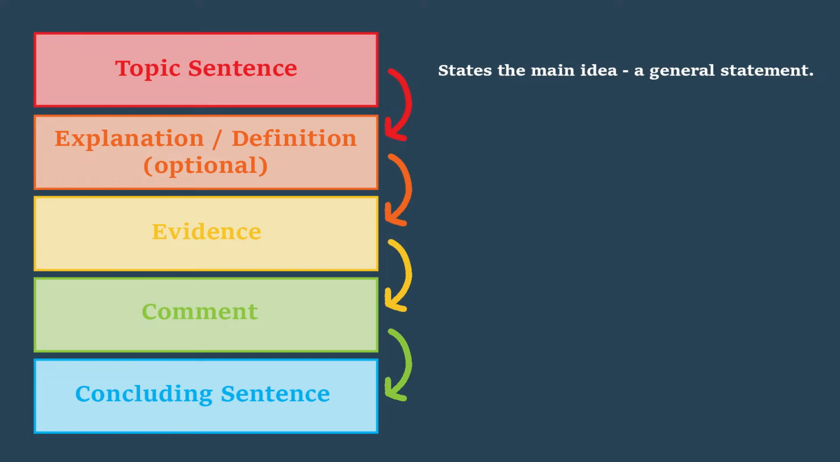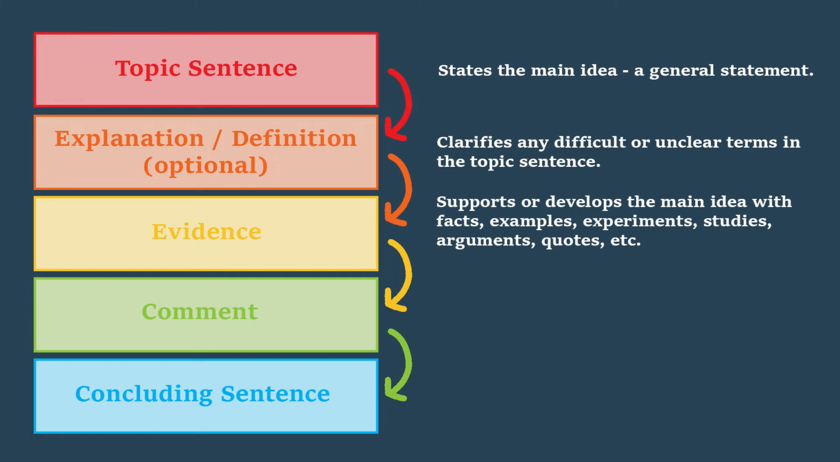Then the paragraph will go into an explanation or definition, which is optional. So this would be clarifying any difficult or unclear terms in the topic sentence. But again, that's optional. Only do that when or if needed. Next, a paragraph will contain evidence. This supports or develops the main idea with facts, examples, experiments, studies, arguments, quotes, etc.